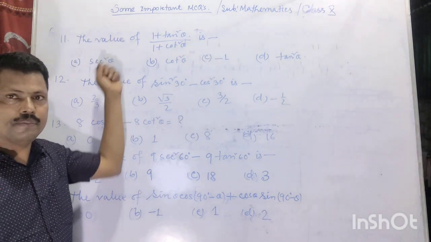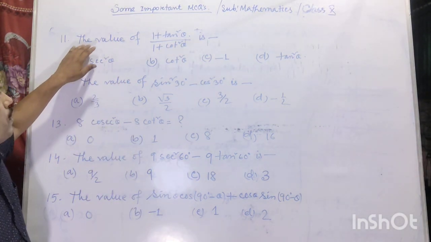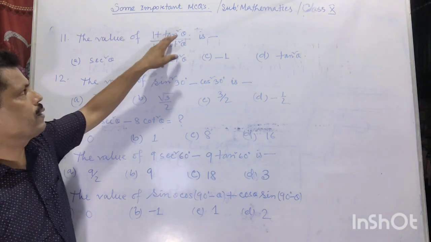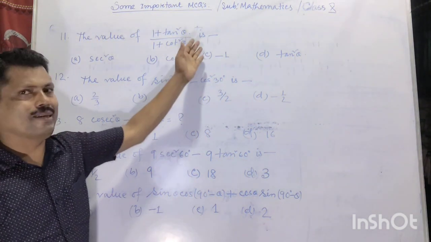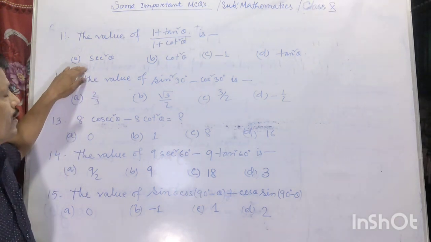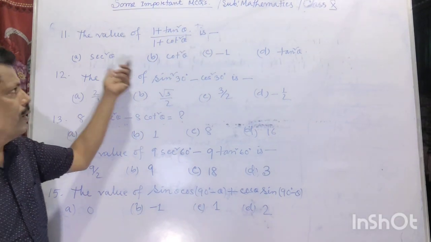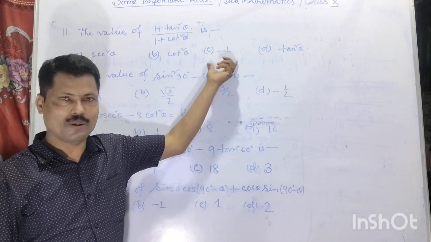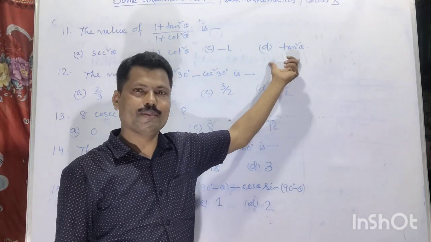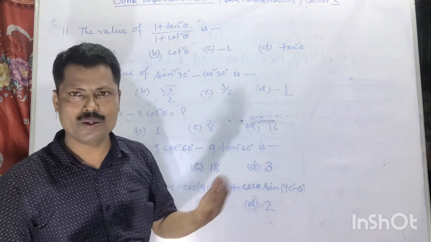Next, number 11. The value of 1 plus tan square theta divided by 1 plus cot square theta is. Option A is sec square theta, option B is cot square theta, option C is minus 1, and option D is tan square theta. So what will it be then?